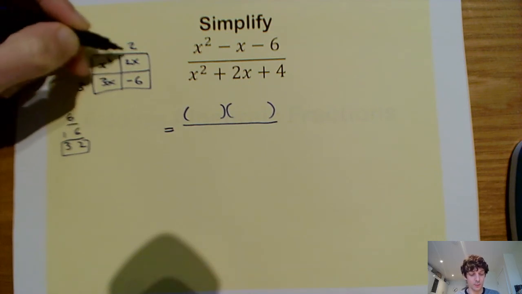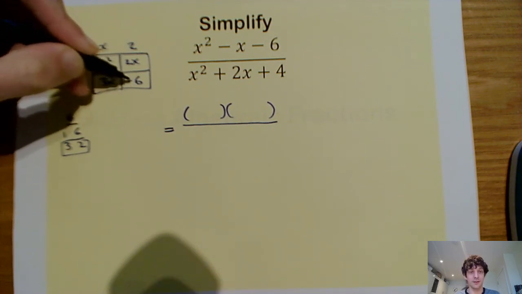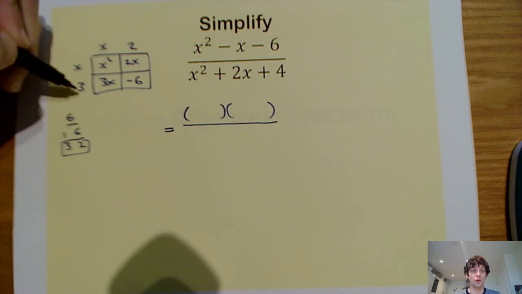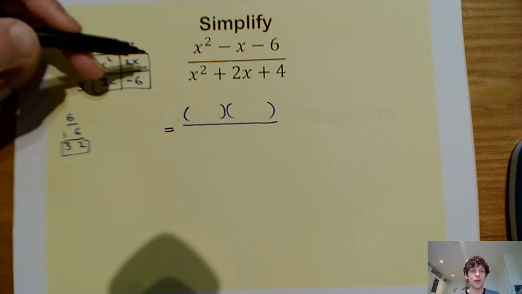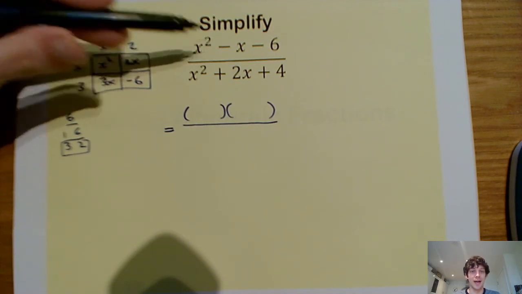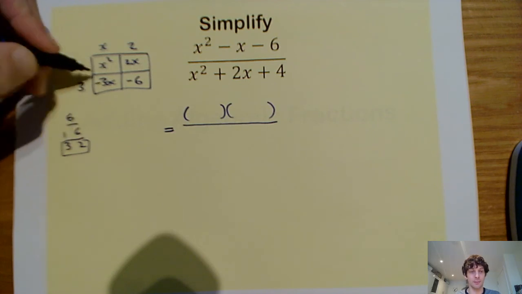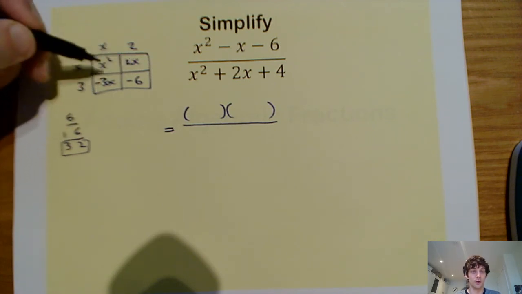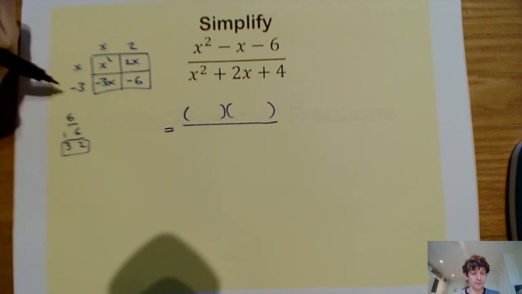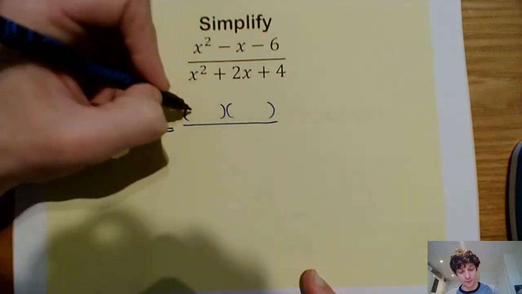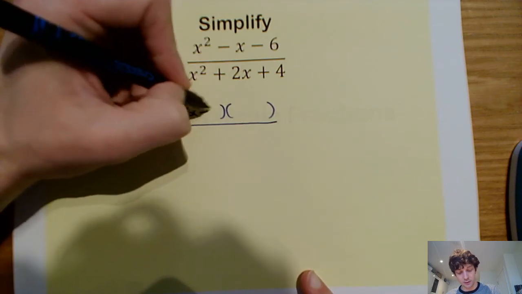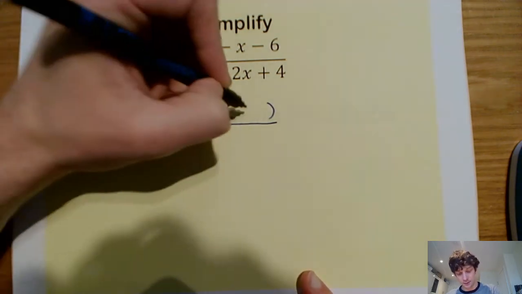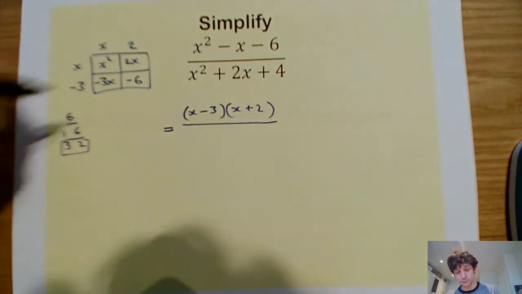Well, that doesn't quite work yet, because 3 times 2 gives me 6, not negative 6. One of these needs to be negative. To give me minus x, I need the 3 to be negative. So 2x minus 3x is minus 1 lot of x. So it's that 3 that needs to be negative. So my factorized form is x minus 3 and x plus 2.